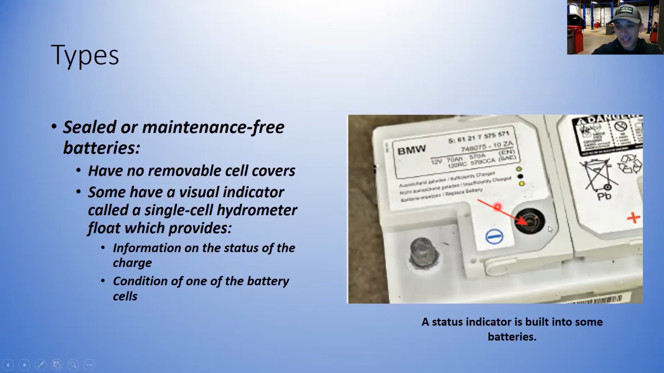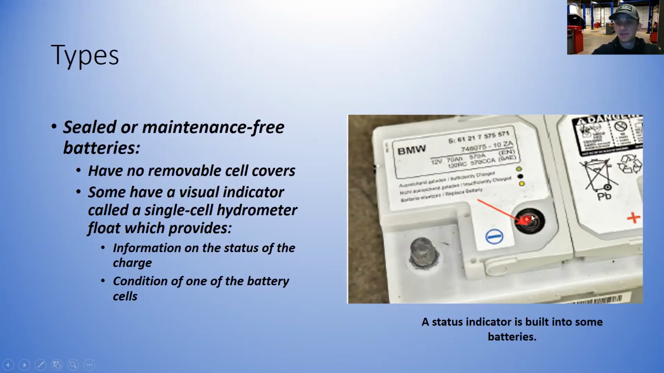A lot of these, you'll see this visual indicator here, and they usually have a little chart on the top of the battery like this one does from BMW. They have a green, a black, or a yellow. So the green usually means it's good, black usually means it's bad, and a yellow means it's on its way out, so you better replace it.